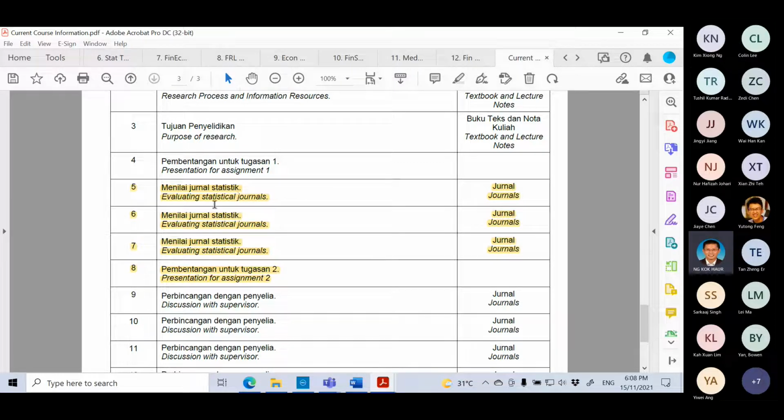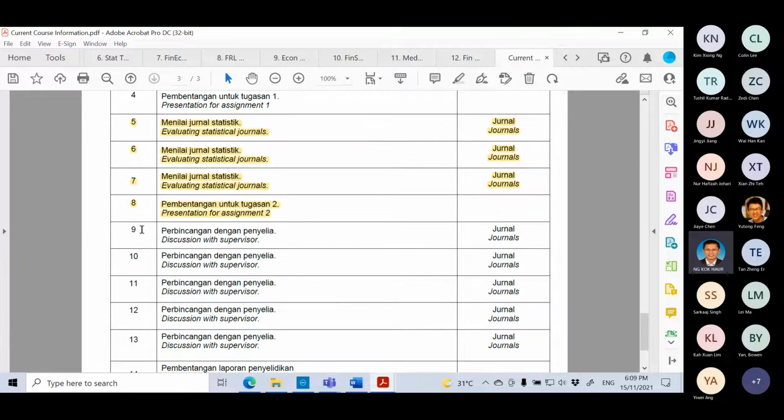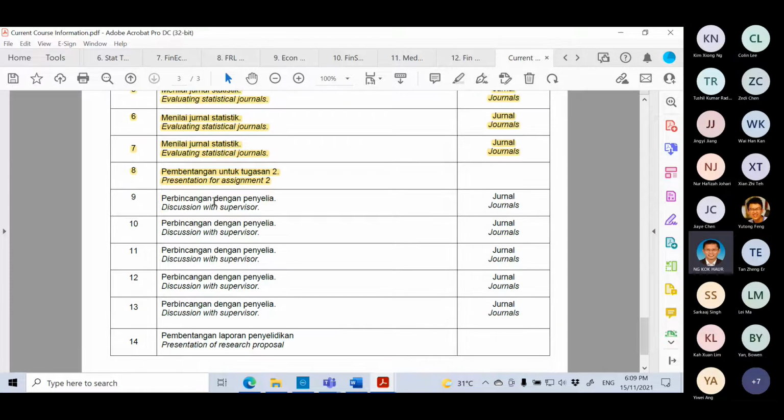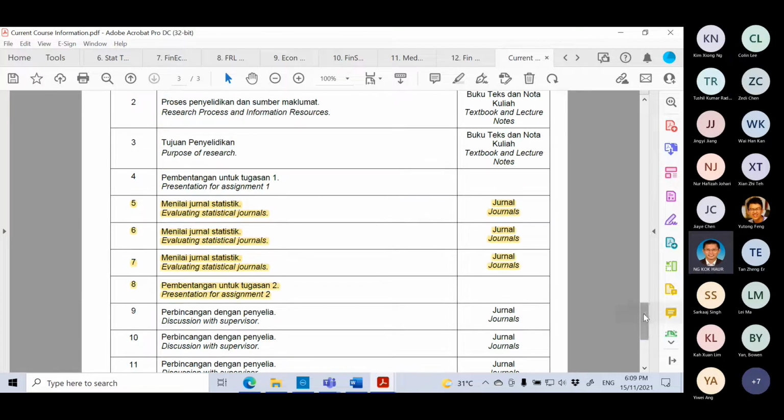After this week, you can discuss with your supervisor, because in this assignment you are required to take out a research paper, and then after that you have a discussion. Later on I will show you assignment 2. After that, from week number 9 until week number 13, you will discuss with your own supervisor to prepare for your final research proposal. So that is the discussion after this week.